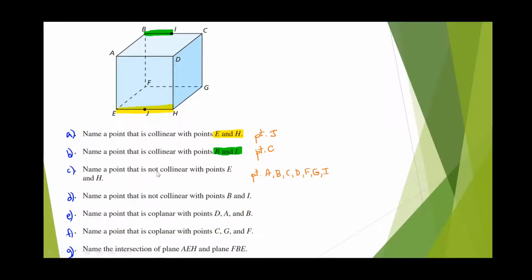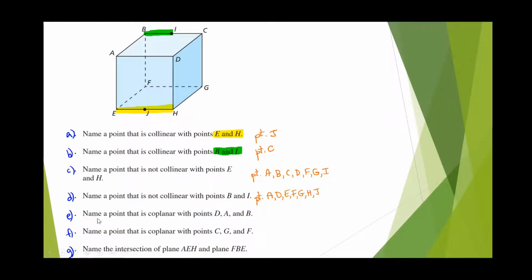Name a point that is not collinear with EH. So EH is this yellow. So any point that's not on this line, EJH, is something that we could quote, which I did. Name a point that is not collinear with BI, so anything that's not on the line BIC. So all of these are possibilities here.